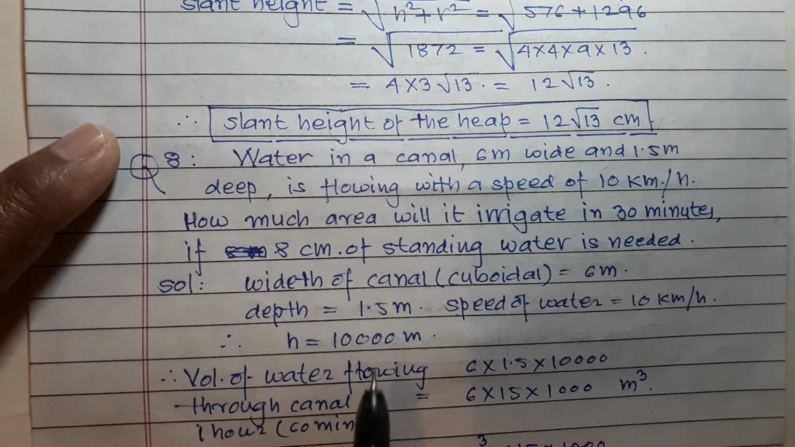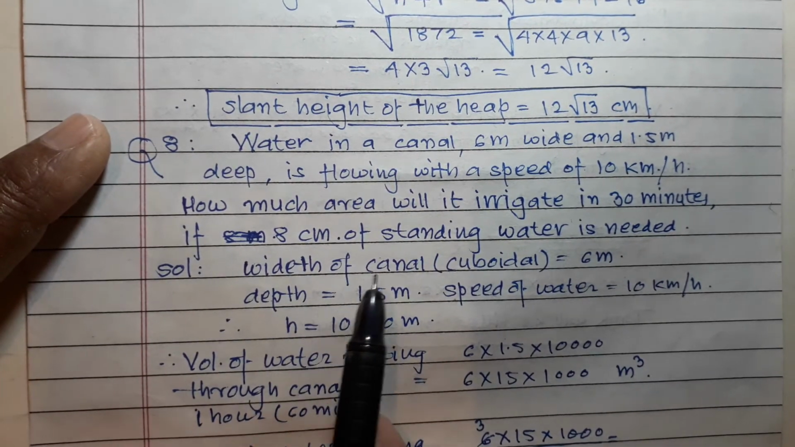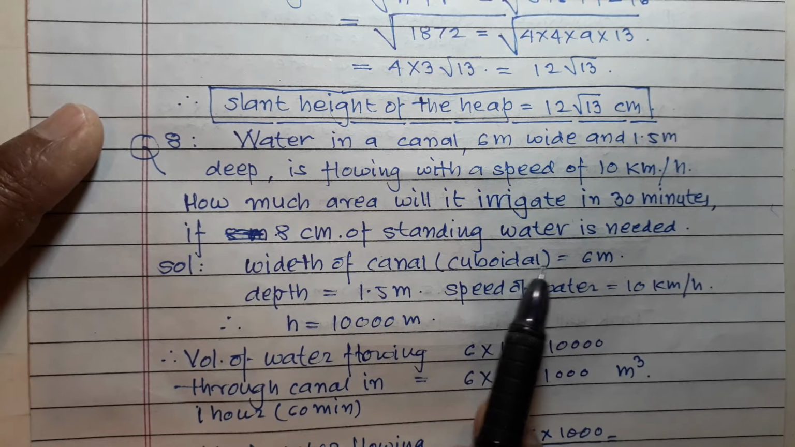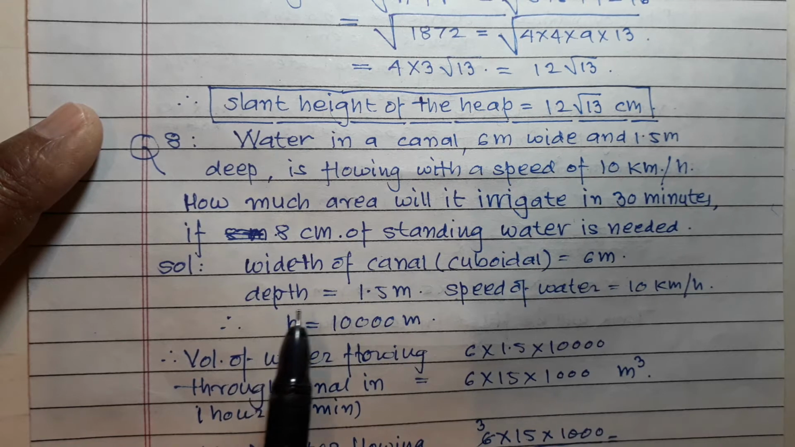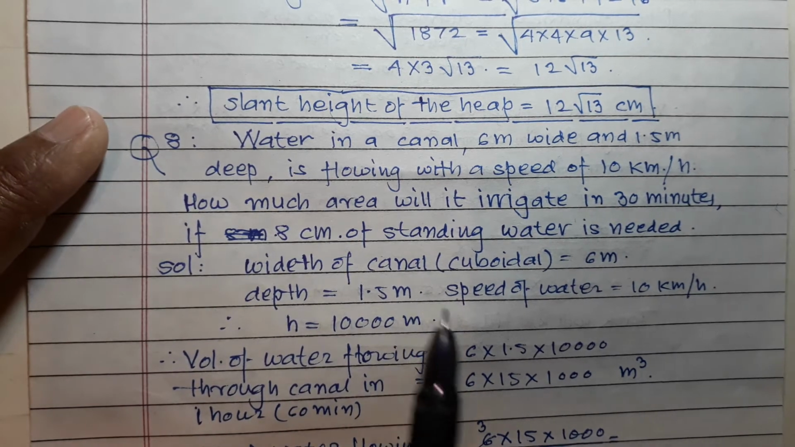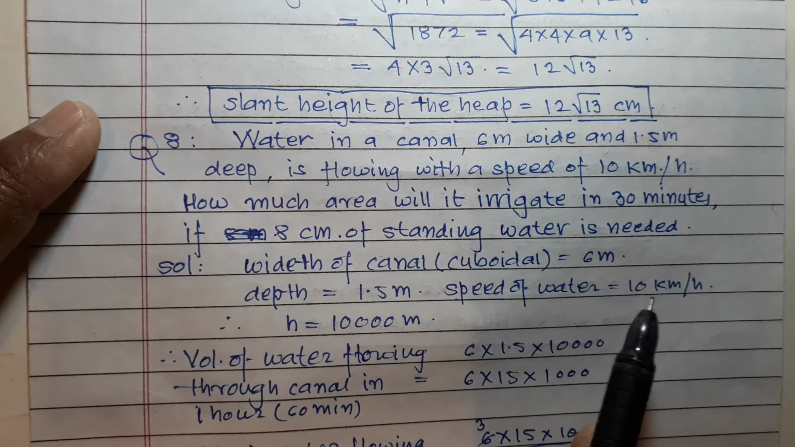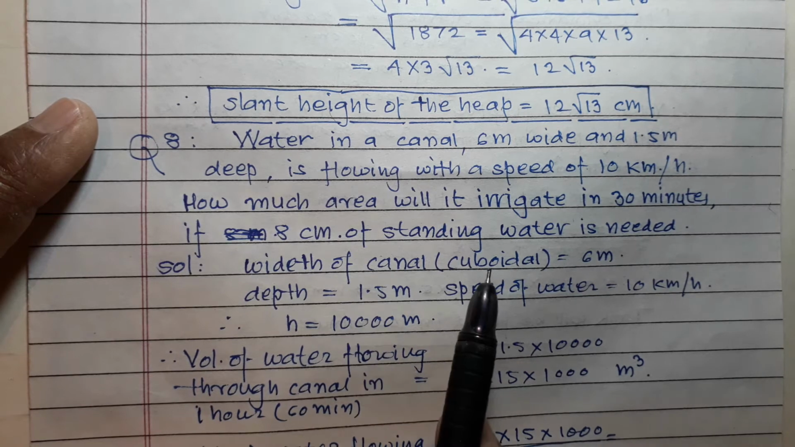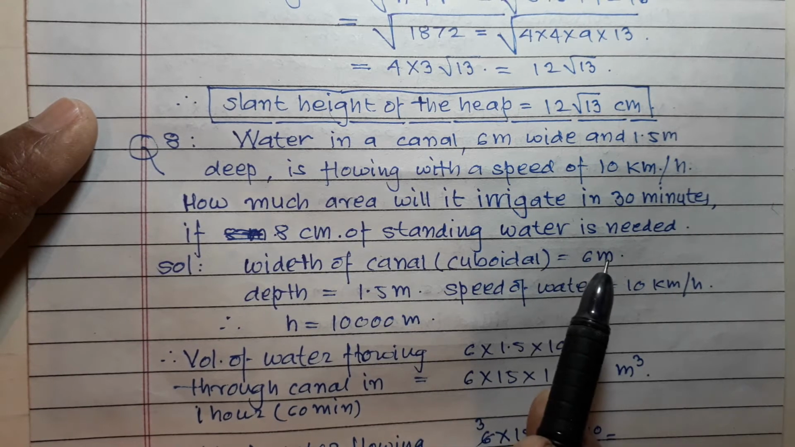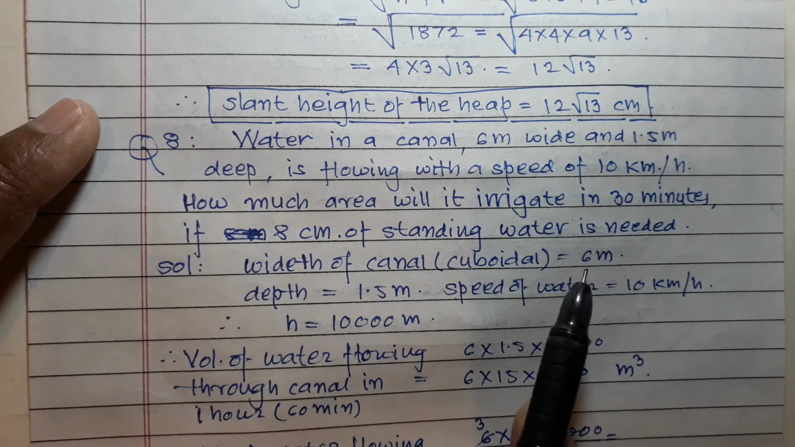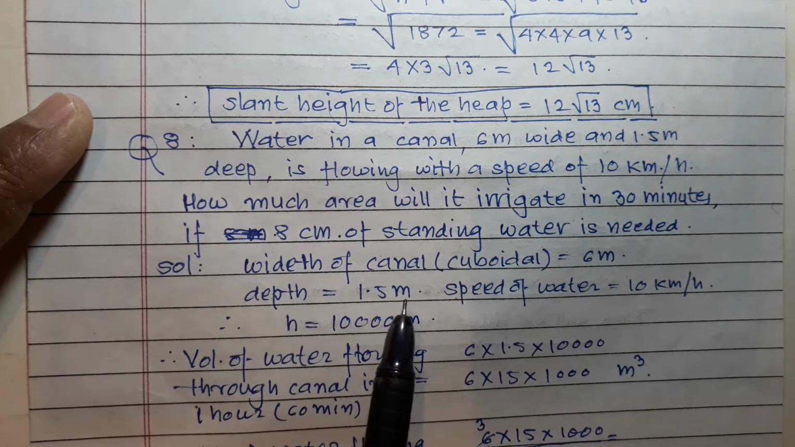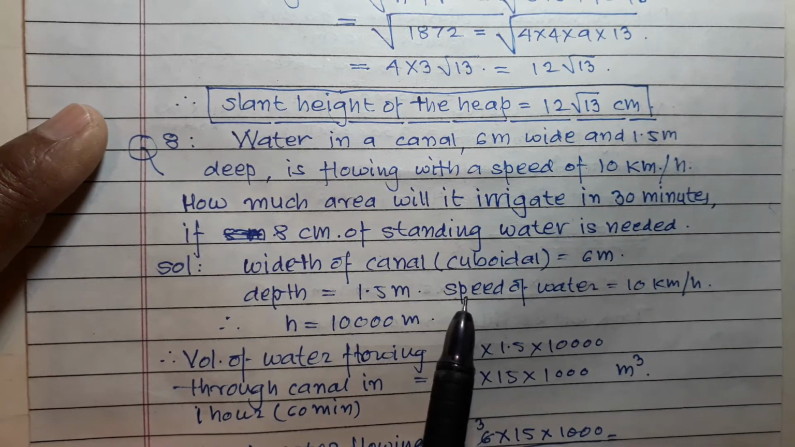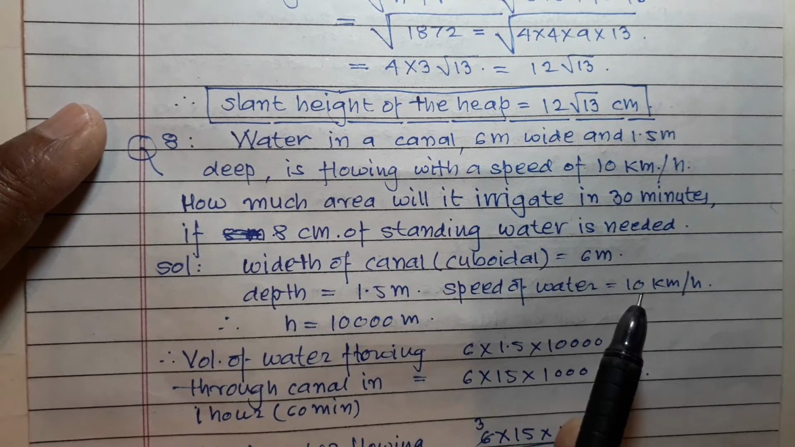Try to understand. Solution. Width of the canal, the canal is a cuboid, so width is equal to 6 meter, depth is equal to 1.5 meter, speed of water is equal to 10 kilometer per hour. So in this case a cuboid is given, and 6 meter is the width of the canal, and depth is given, but the length is not given. So this length you can find by the speed of water.